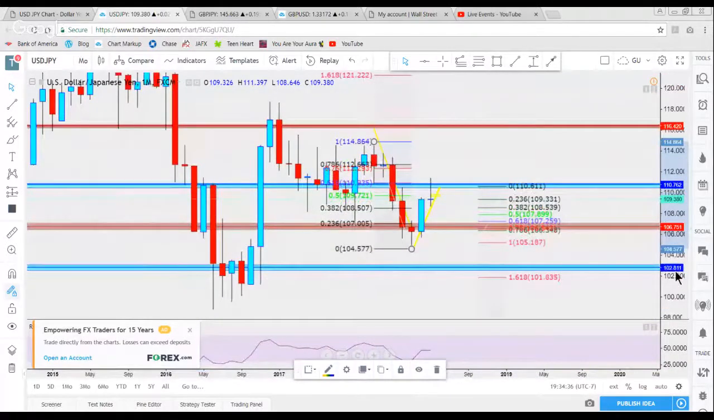So here we are on the monthly. This 110 zone right here. This 110 zone that we had just dropped off, as we dropped off to 109 just recently. This 110 zone is very bad.